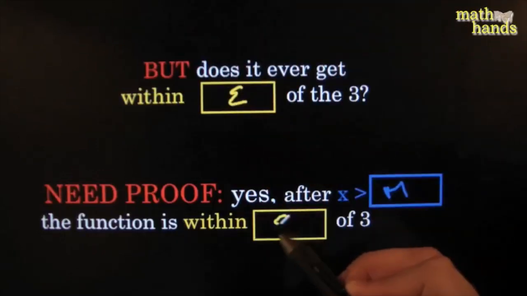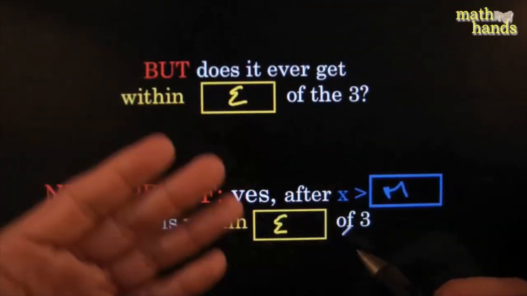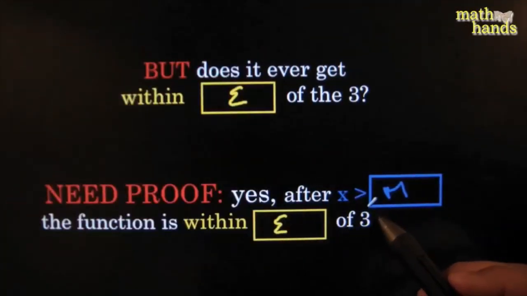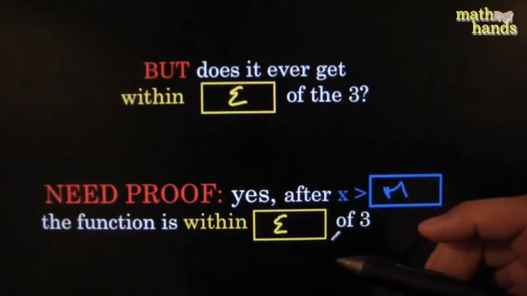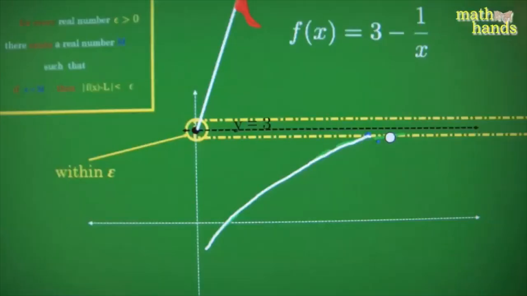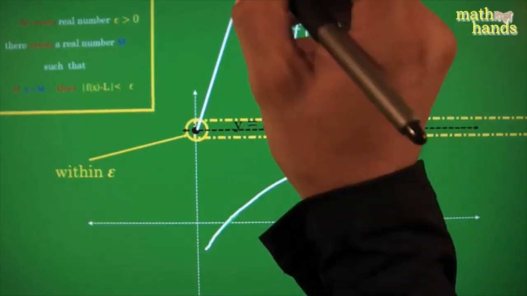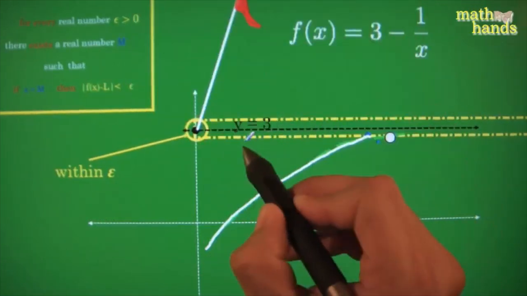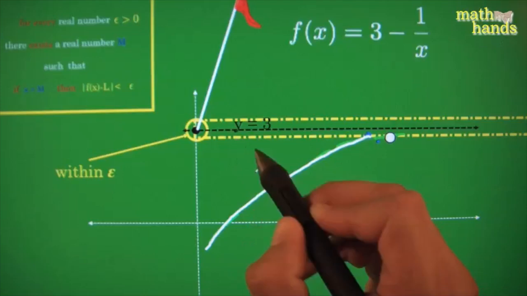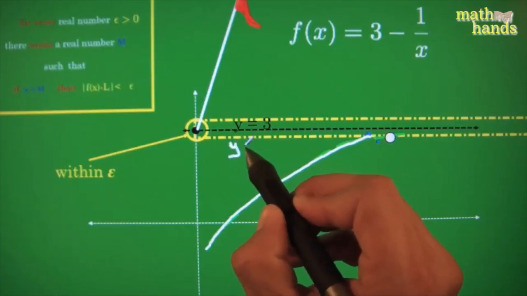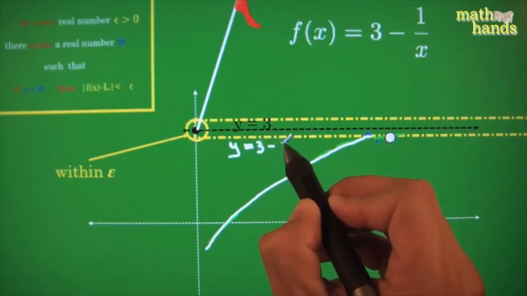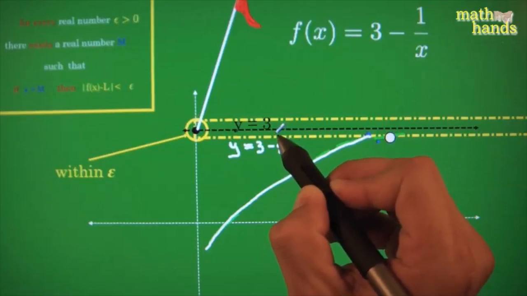So I set them equal to each other. That would give me negative 1 over x is equal to 2.999 minus 3, so negative 1 over x is equal to negative 0.001, so 1 over x is equal to 0.001, so x is equal to 1 divided by 0.001, so it's 1000, winner, winner, chicken dinner.